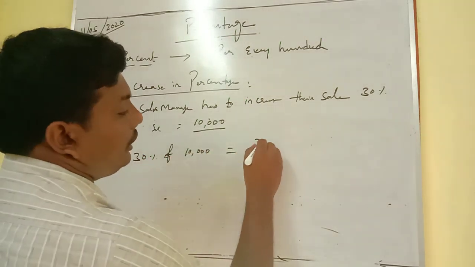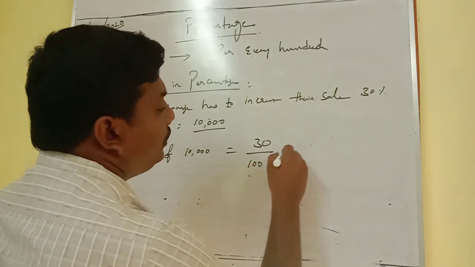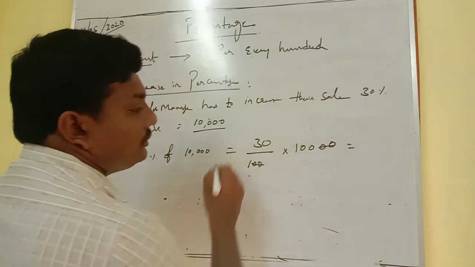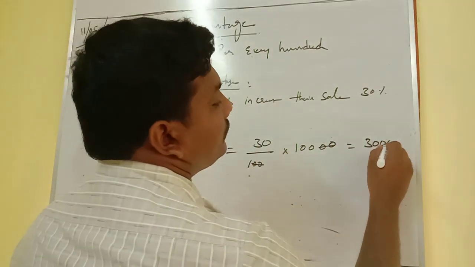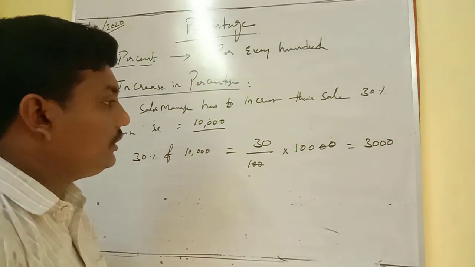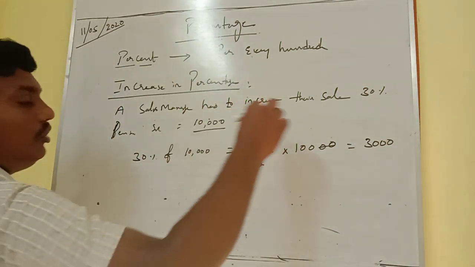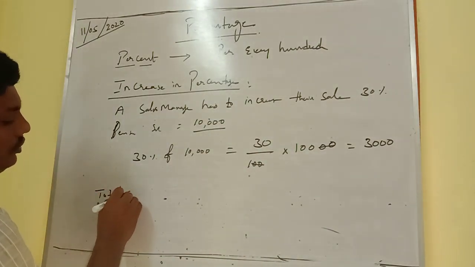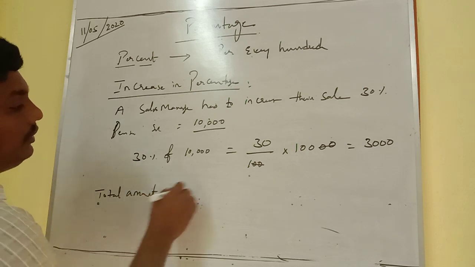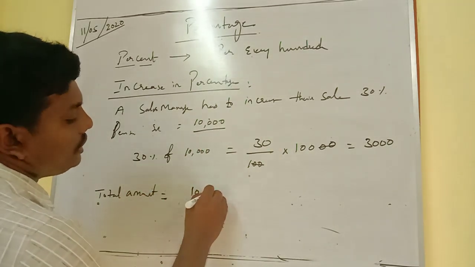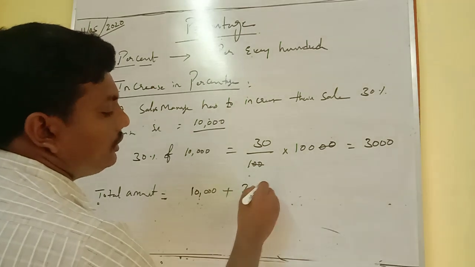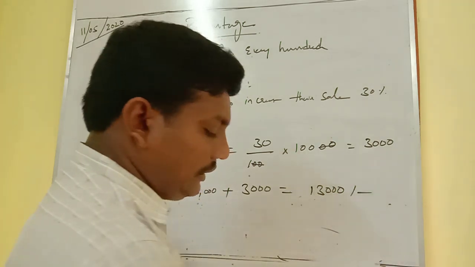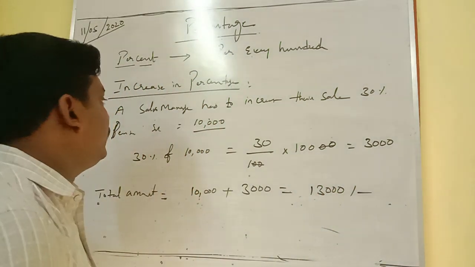30% means 30 by 100 into 10,000. Two zeros get cancelled. So this is 3,000 rupees. Now how much will the total amount be? The initial amount plus the increasing amount becomes 13,000 rupees. So he needs to increase sales to 13,000 rupees.